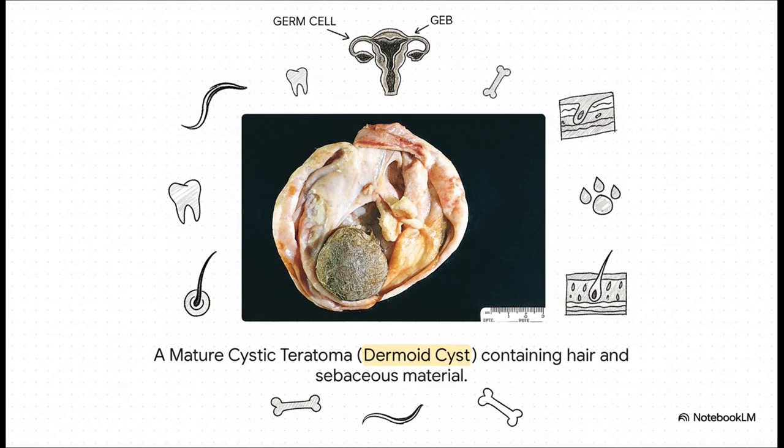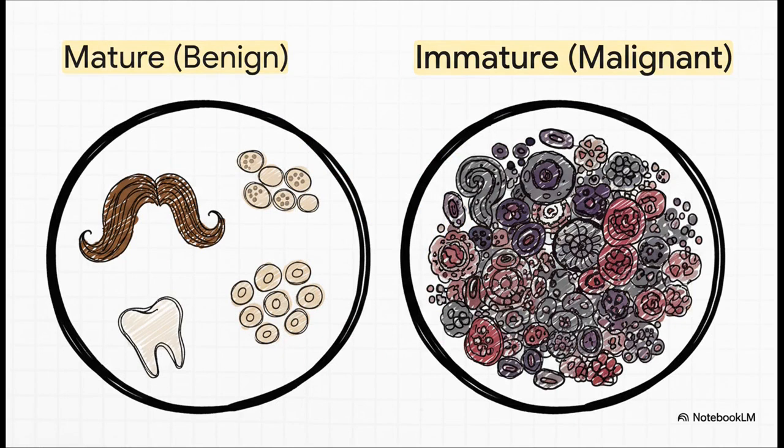Just look at this. No, your eyes are not playing tricks on you. That is a ball of hair and greasy, cheesy material, all found inside an ovarian cyst. This, my friends, is a mature cystic teratoma, also called a dermoid cyst. Because it comes from a pluripotent germ cell, it can form literally anything. Skin, hair, bone, cartilage, and yes, sometimes fully formed teeth and even bits of brain tissue. How bizarre is that?